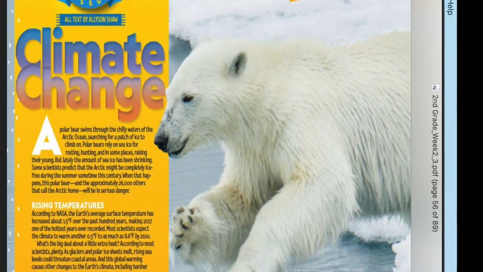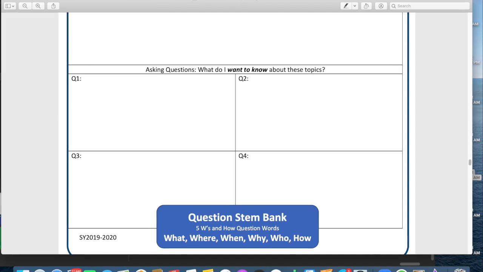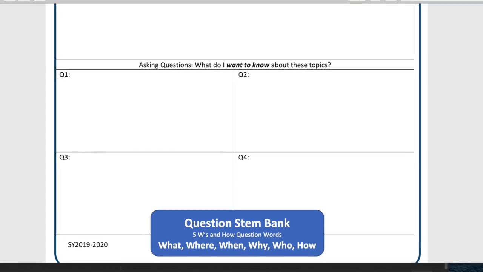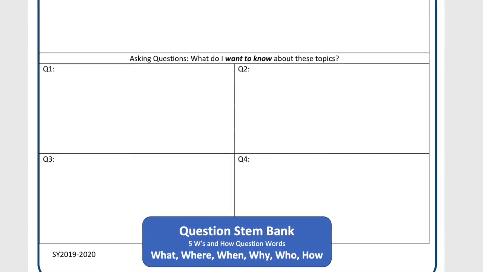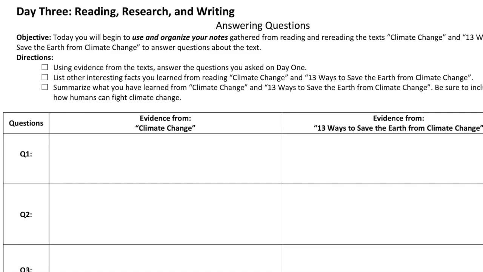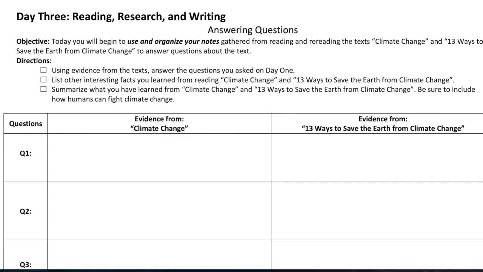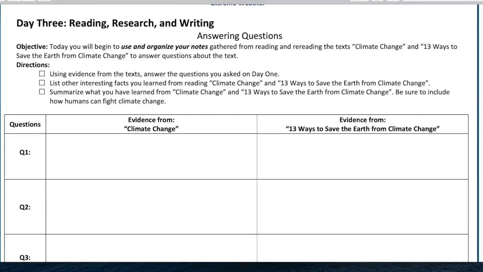Brilliant. Okay, so for the next activity for RRW, reading, research, writing, you're going to need some of the papers that we were working with the last 2 days. You're going to need your climate change text, the one with the polar bear. You're going to need your 13 ways to save the earth from climate change text. And then you're going to need your activity from Monday, from your pre-reading, where you came up with 4 questions that you have about climate change, things you want to know about climate change that you wrote down before you even read the articles. The reason for that is because today, on day 3, you're going to go back to the questions you came up with on day 1, and you're going to see if you can find the answers in these texts. So it says evidence from climate change, evidence from 13 ways to save Earth.